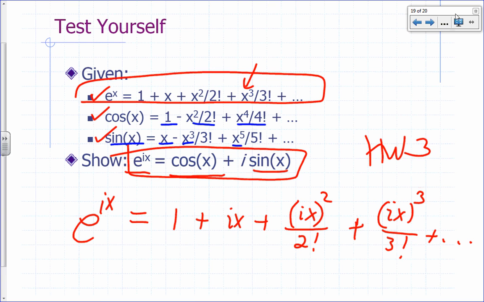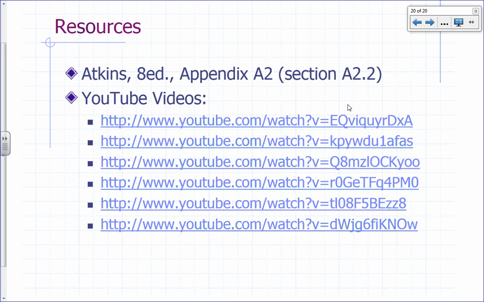So that's it. And there are some videos on YouTube that explain all of this. If you want more review, I think that should be sufficient review for this. Also see Appendix A2, Section A2.2 in your textbook, Atkins.